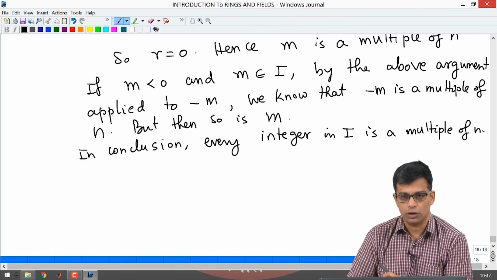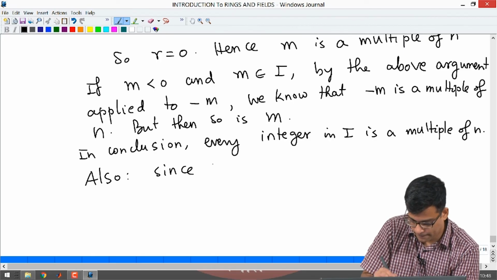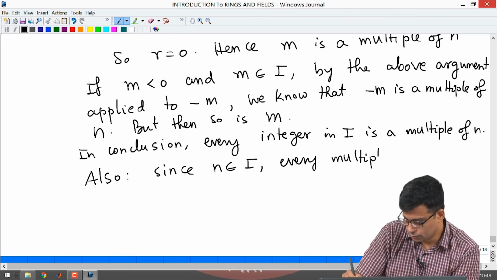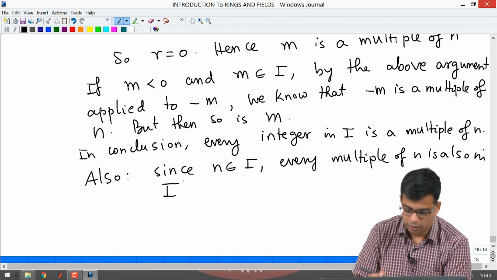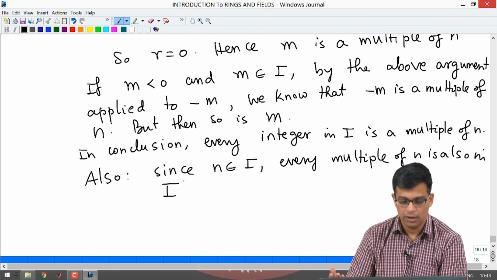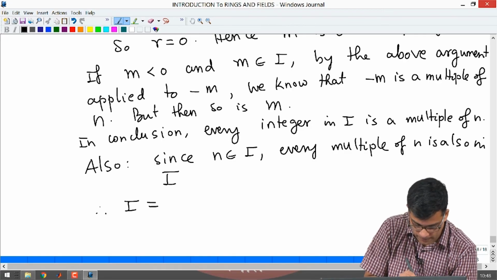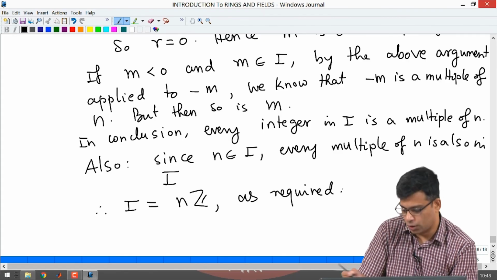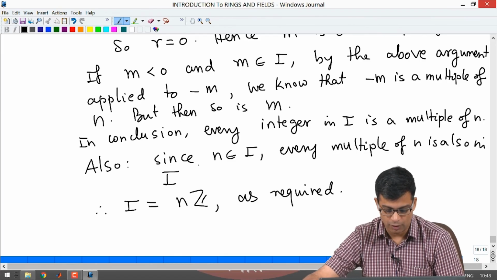and we also need to show that since n is there in I, every multiple of n is also in I. Right, because I is an ideal, if n is there, 2 times n is there, 3 times n is there, minus n is there, minus 2 times n is there. So, I is exactly equal to nZ as required. So, this is a very beautiful argument which shows that every ideal in Z is of the form nZ.